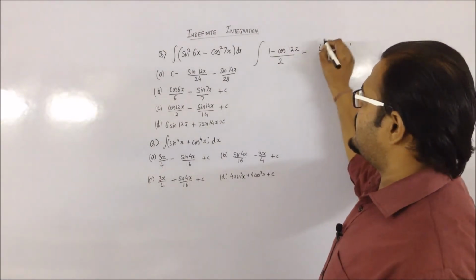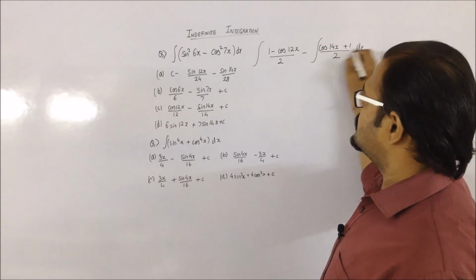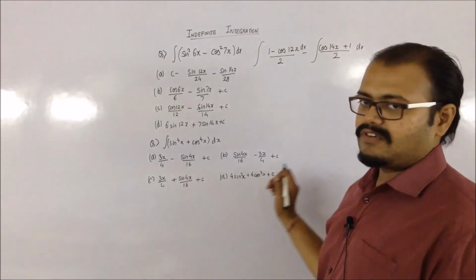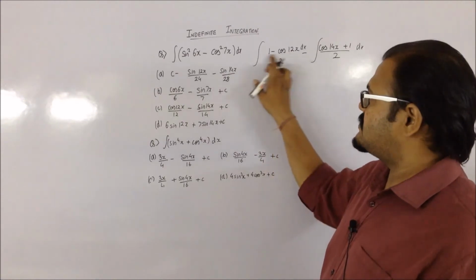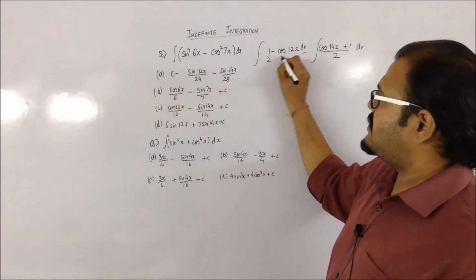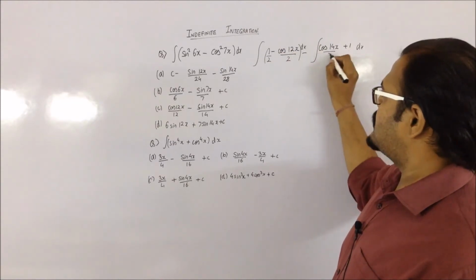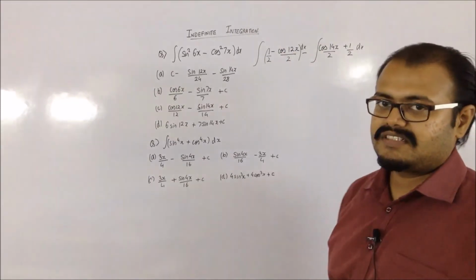So I have to find the integration of these terms. Let us try to find. I will be having a 1 by 2 for this, so splitting this up, I will be having 1 by 2 integral of this. Same way over here, 1 by 2 over here and 1 by 2 over here.